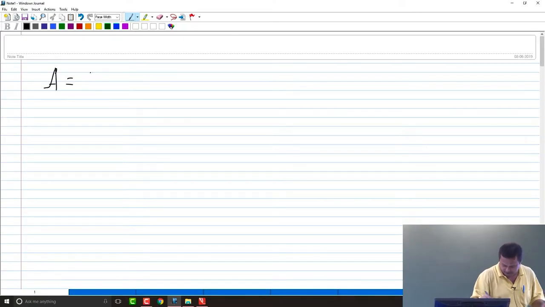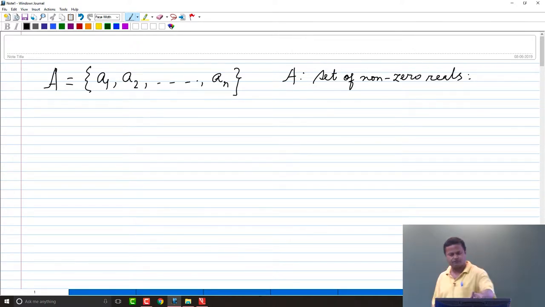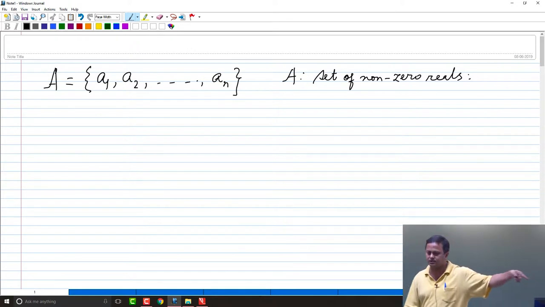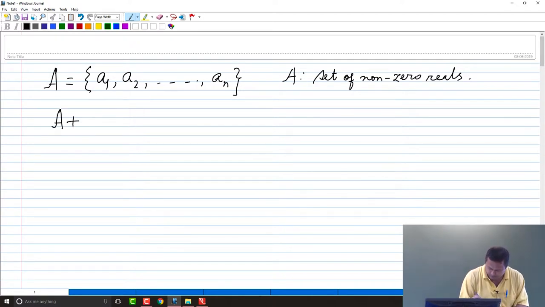So the problem is as follows. You have a set A of, say, let us make it non-zero reals, you will understand why this non-zero thing is needed. So it is a set, mind you, so there is no repetition in A. I look at a new set like this.